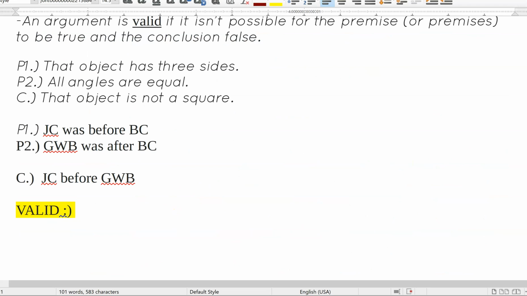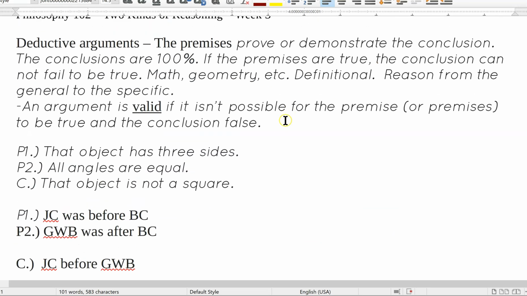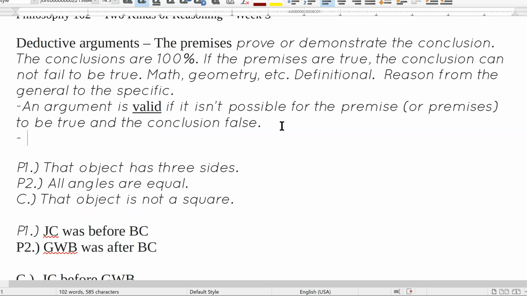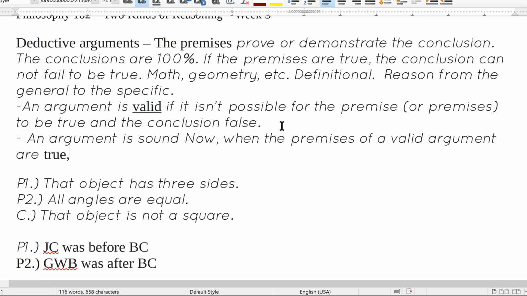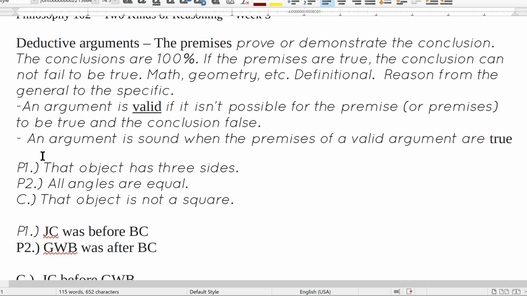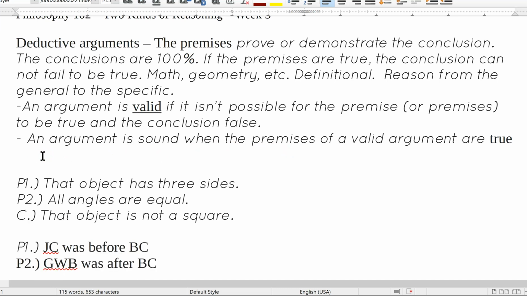So I'm going to scroll back up just so we can keep our notes tidy. Let's actually keep our grammar the same. An argument is sound when the premises of a valid argument are also true. It's very weird when you have to construct the sentence or the parentheses in the actual world, right?